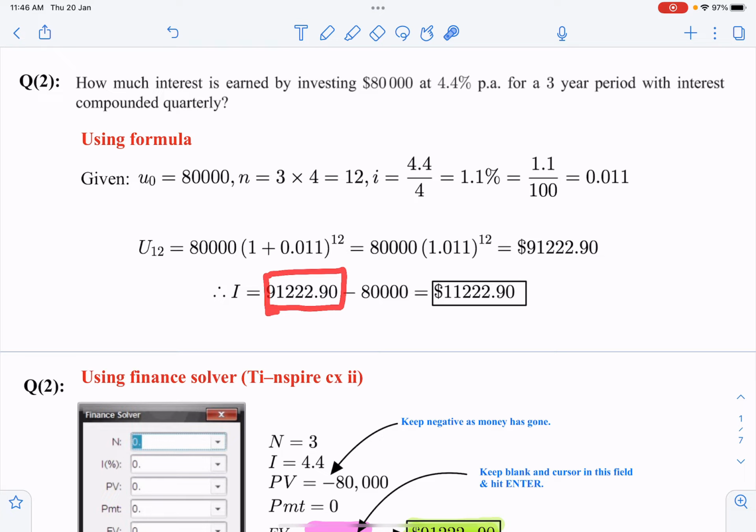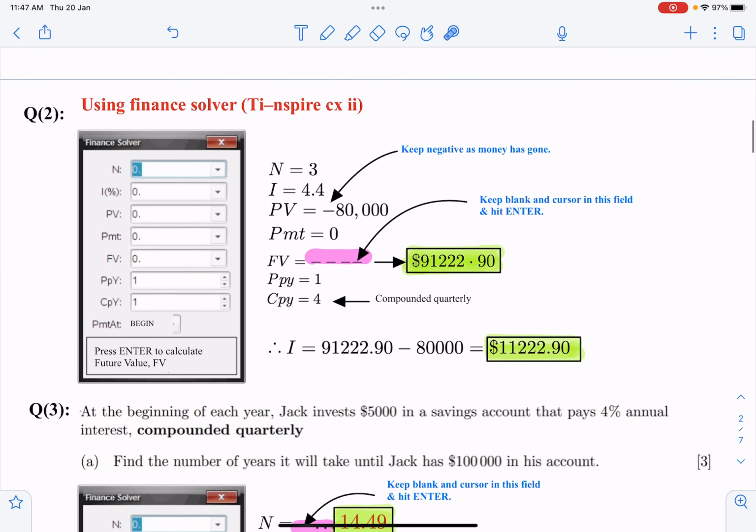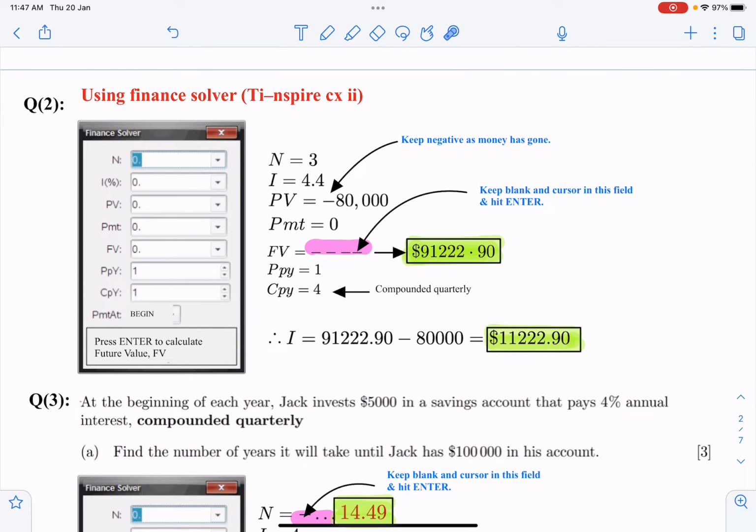with the interest minus the initial amount 80,000. So it will be 11,222.90. Okay. The same question I am going to show you using financial solver.